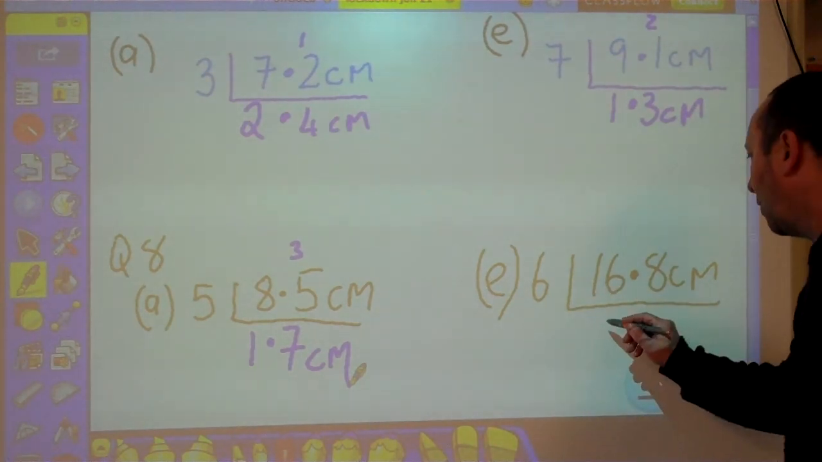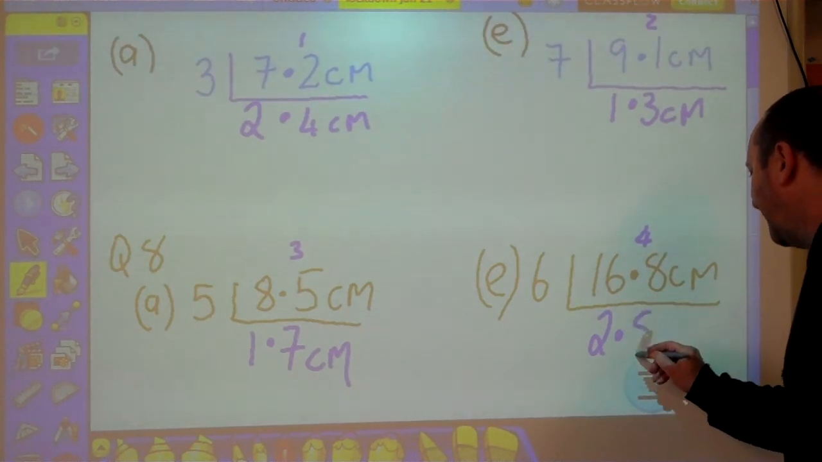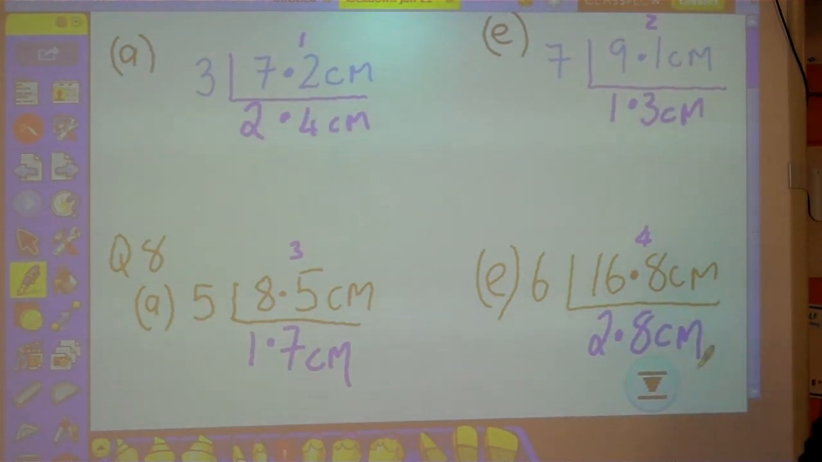6 into that goes 2, 6 twos are 12, 4 carried over. Put in my decimal point. 6 eights are 48. The answer is in cm. That's it.